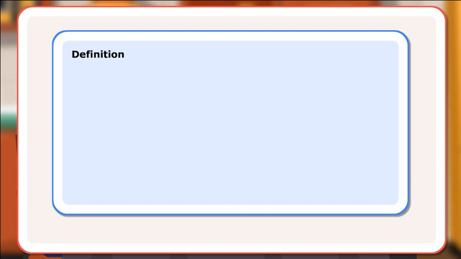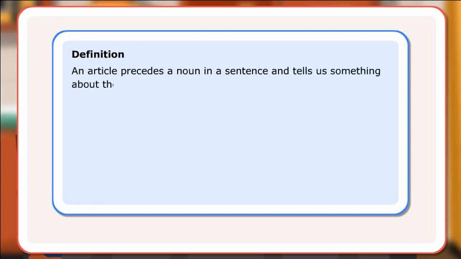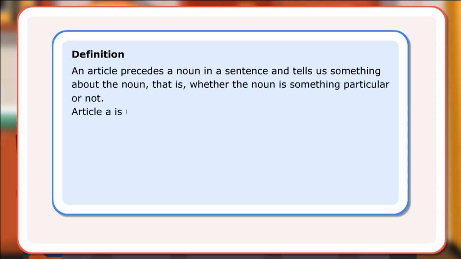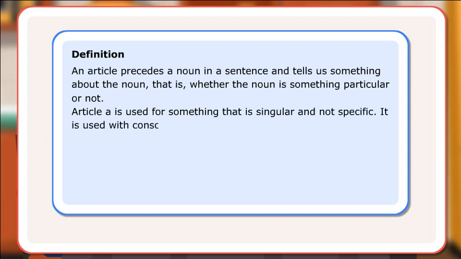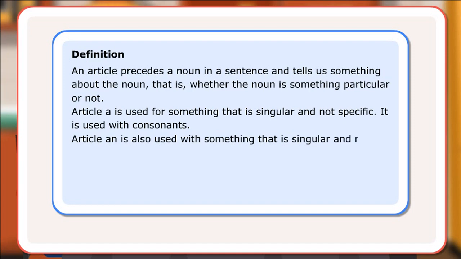Definition. An article precedes a noun in a sentence and tells us something about the noun, that is, whether the noun is something particular or not. Article a is used for something that is singular and not specific. It is used with consonants. Article an is also used with something that is singular and not specific, but can be used only with vowels.